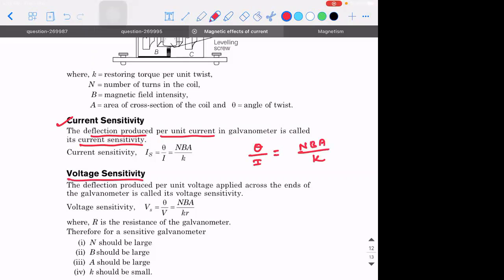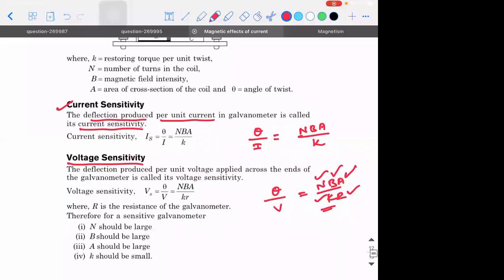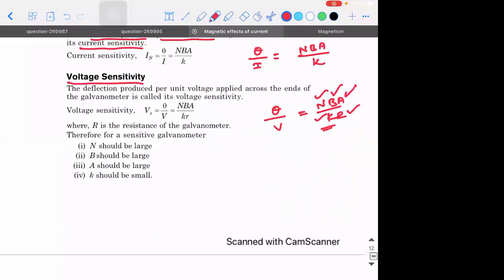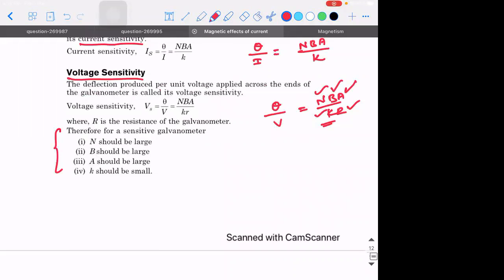Then what is voltage sensitivity? Theta divided by V. So it is going to be NBA divided by K into R, where N stands for the number of turns, B stands for magnetic field, A stands for the area of the coil, K stands for the torsional constant, and R stands for the resistance of the galvanometer. Okay. So this is also an important point.